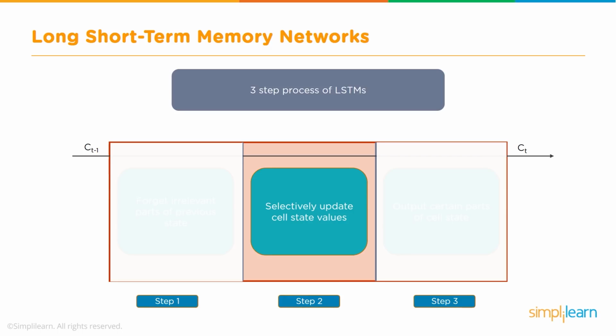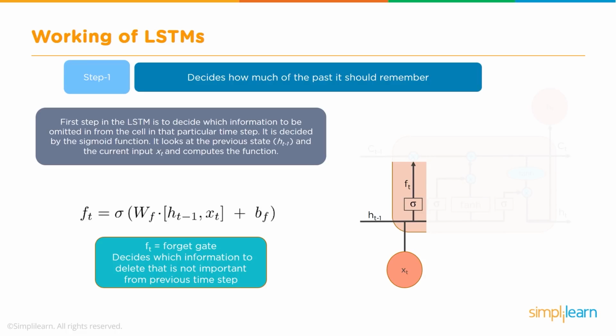And let's dig a little deeper into this. Let's just see what this really looks like. So step 1 decides how much of the past it should remember. The first step in the LSTM is to decide which information to be omitted from the cell in that particular time step. It is decided by the sigmoid function.